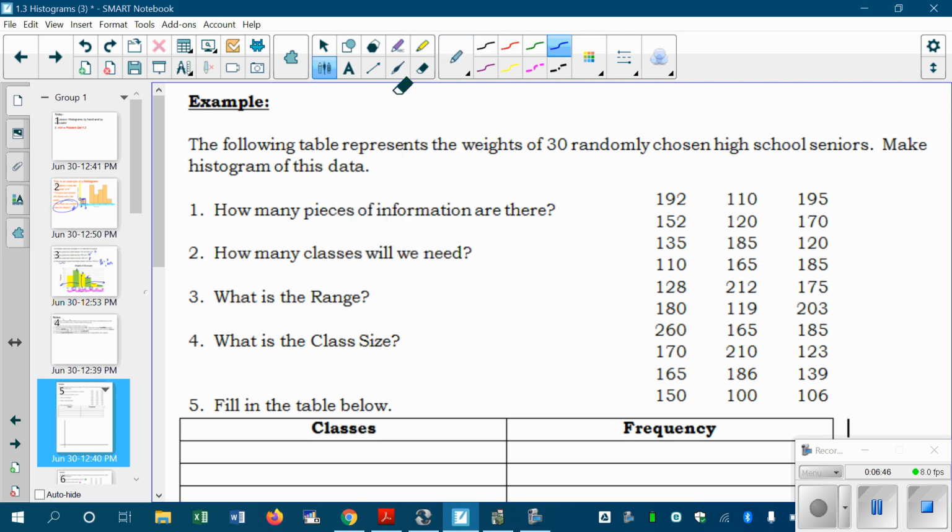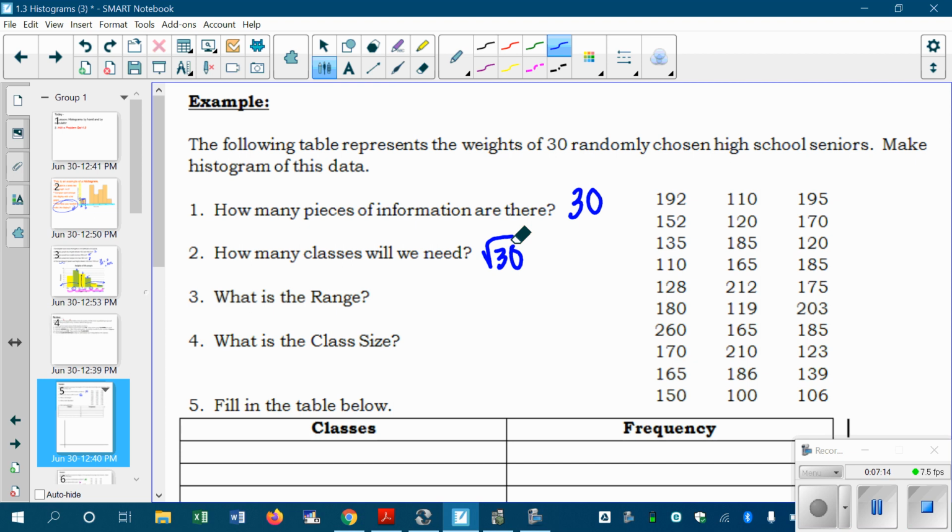Okay, so to demonstrate that set of steps, I have this example. This is not real data. This was just me making up numbers, okay? So let's say that we had 30 high school seniors and we knew how much all of them weighed. We had them step on a scale or tell us how much they weighed in pounds. So the rule of thumb starts out with how many pieces of information are there? There are 30.